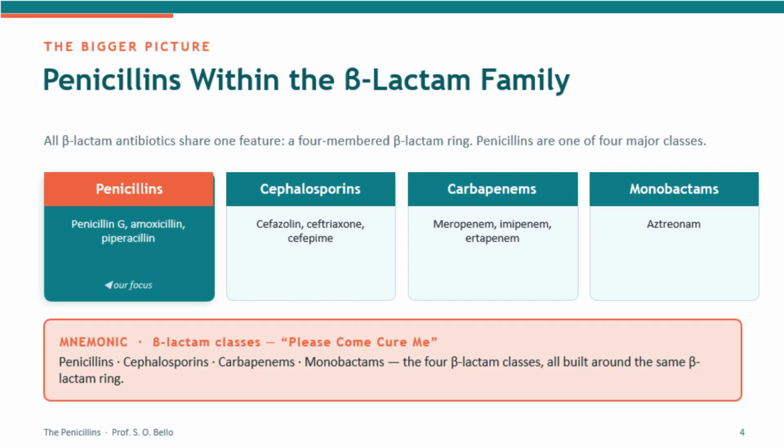Here's a simple mnemonic for the 4 classes. Please come cure me. Penicillins, cephalosporins, carbapenems, monobactams. Hold that family picture in your head, because the mechanism I'm about to describe applies to all of them, and so does much of the resistance story.